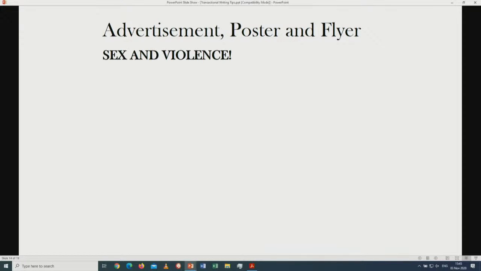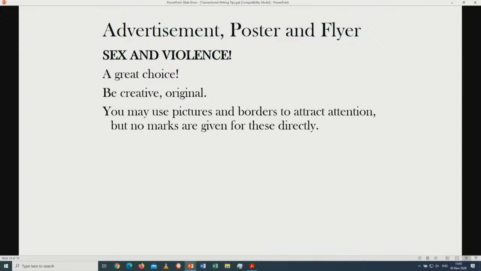Okay, advertisement, poster, and flyer. Oh dear. I always use that as a way of attracting attention. With advertisements, I strongly recommend them because you can be so creative. Let your mind go. Just a word of warning with the advertisement. Remember that your minimum word count is 80. And very often I've seen adverts which have not reached the minimum word count. People are too busy drawing pretty pictures and borders and stuff like that. Watch out, that's a booby trap.